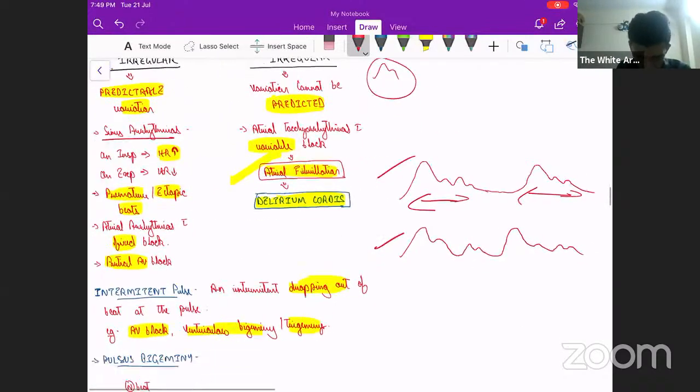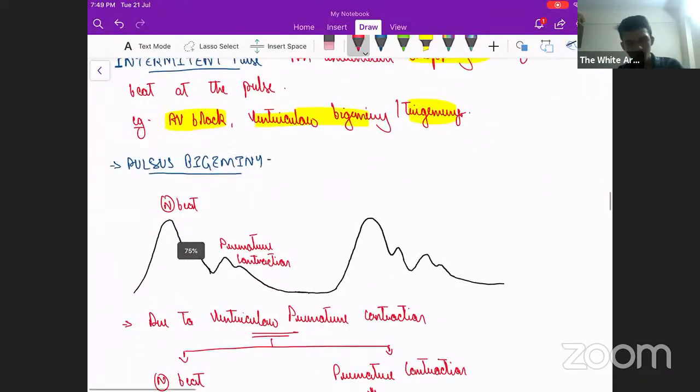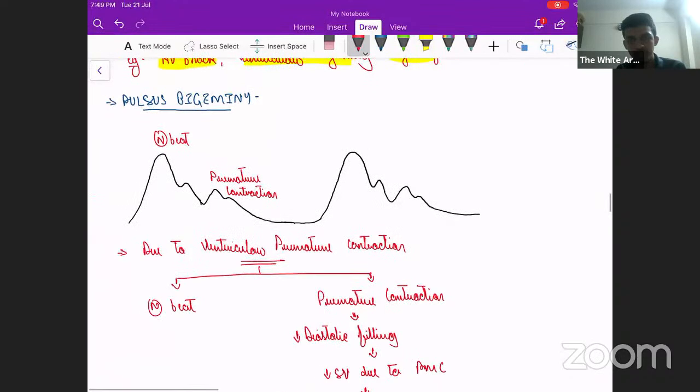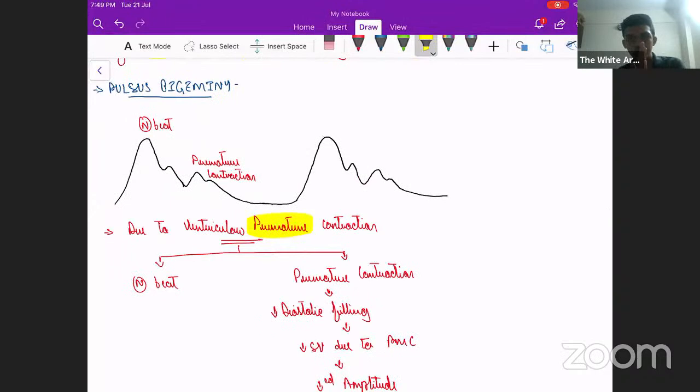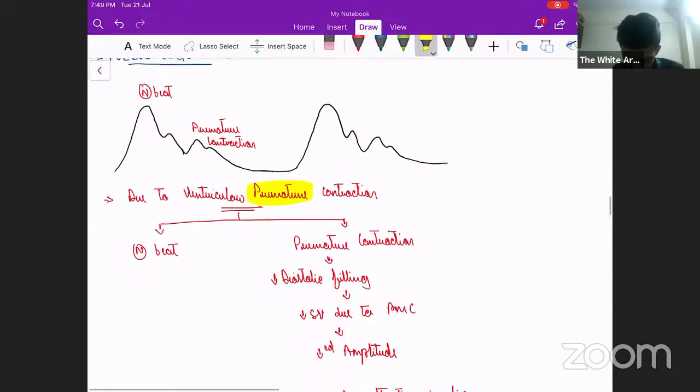First is pulsus bigeminy. It is seen in case of ventricular premature contraction. Whenever there's a premature contraction, there will be a normal beat, followed by a premature contraction between one beat and the next. Because of this premature contraction, there will be decreased diastolic filling, so the stroke volume will decrease, and the amplitude of that particular beat decreases.